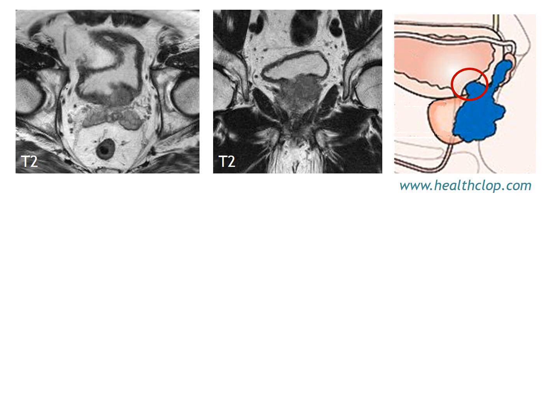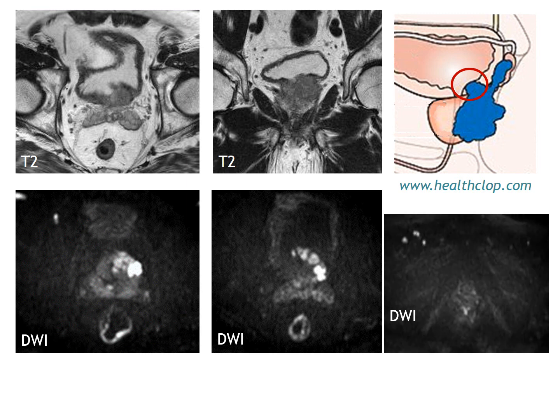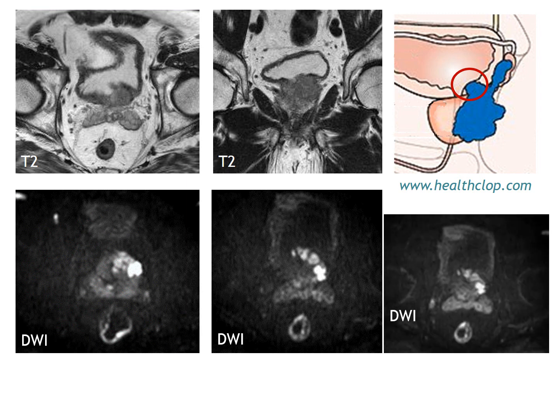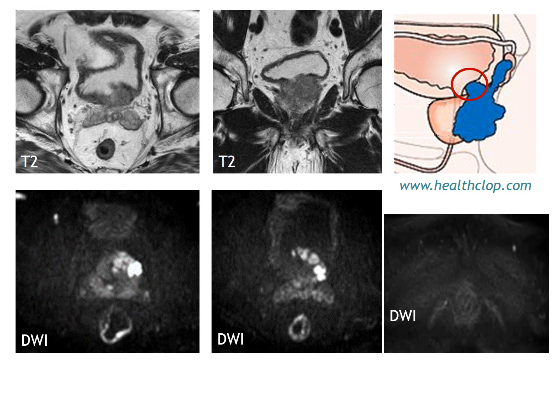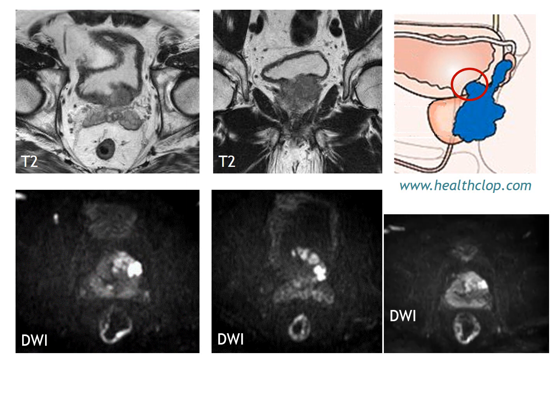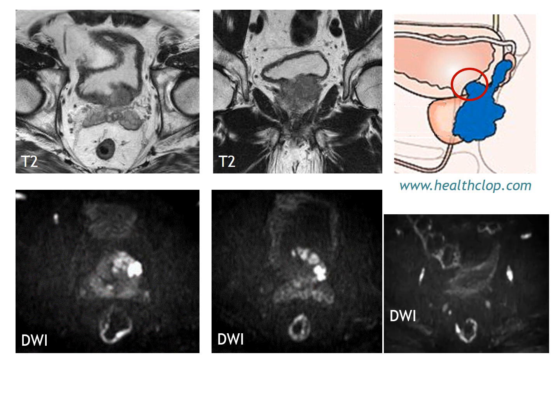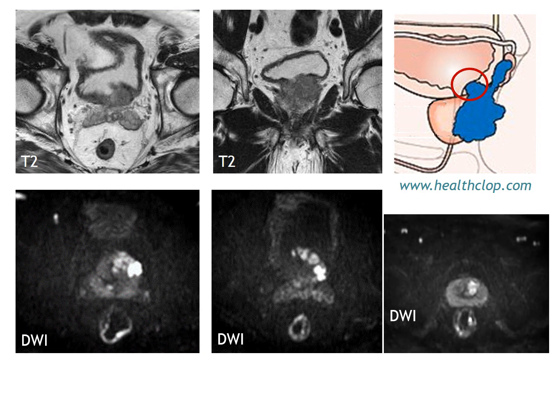But if the invasion is not definite but suspicious at T2 weighted images like this case, diffusion weighted images are valuable in showing bladder invasion. You can clearly see the lesion in the prostate and in the bladder wall in these diffusion weighted images.